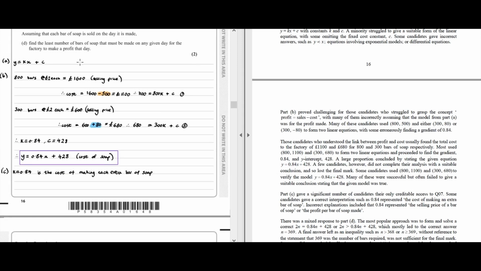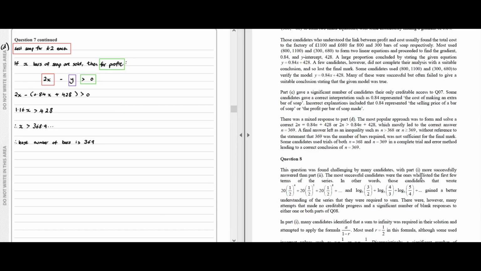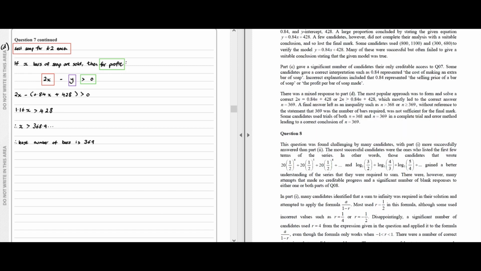Part D, we had to find the least number of bars of soap that must be made on any given day for the factory to make a profit that day. Again, we had to use that profit idea. Let's see what's been written over here. There were mixed responses to this question.